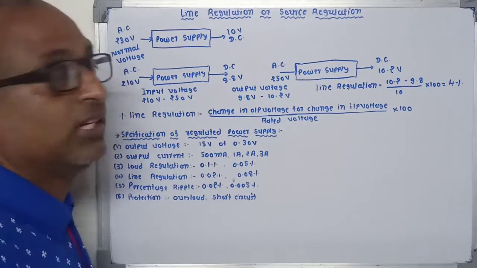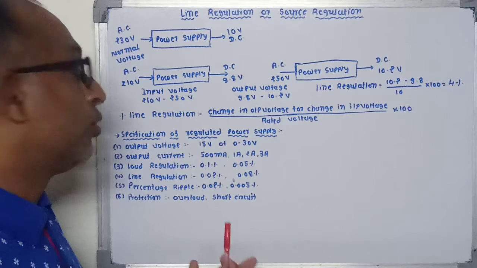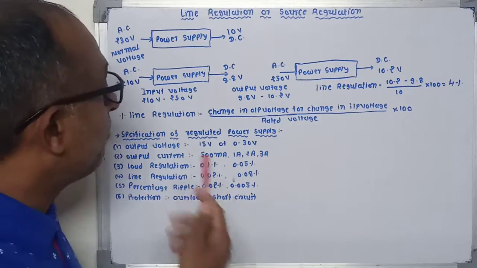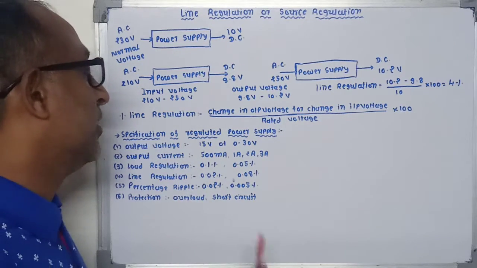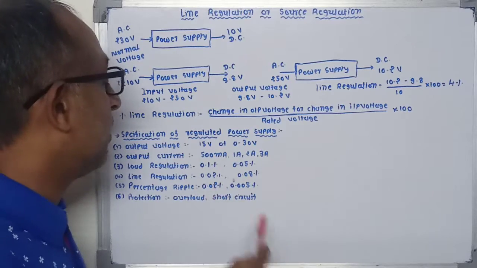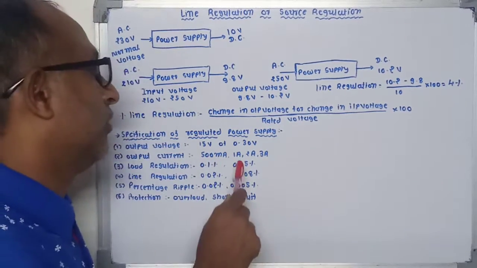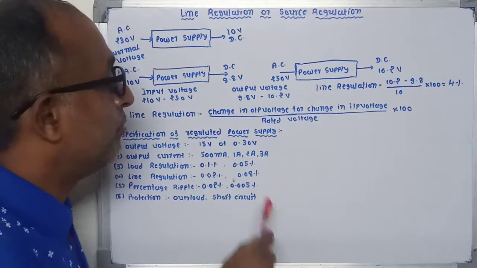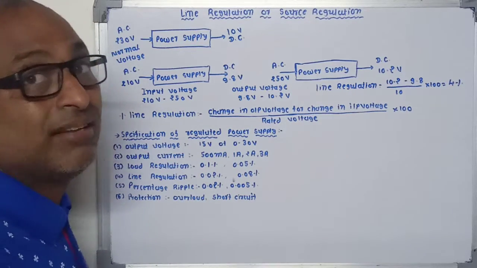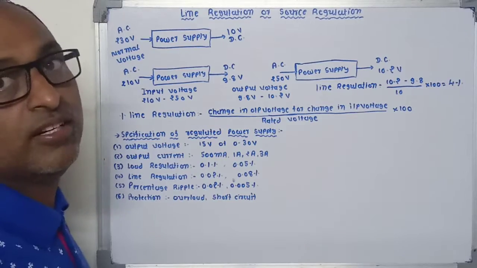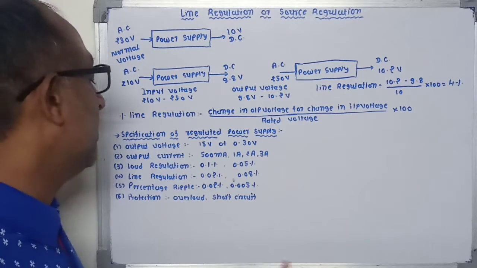Second, output current. This is the maximum current drawn from the power supply. For example, it gives 500 milliampere or 1 ampere or 2 ampere or 3 ampere. So this is the maximum value of output current drawn from the supply.